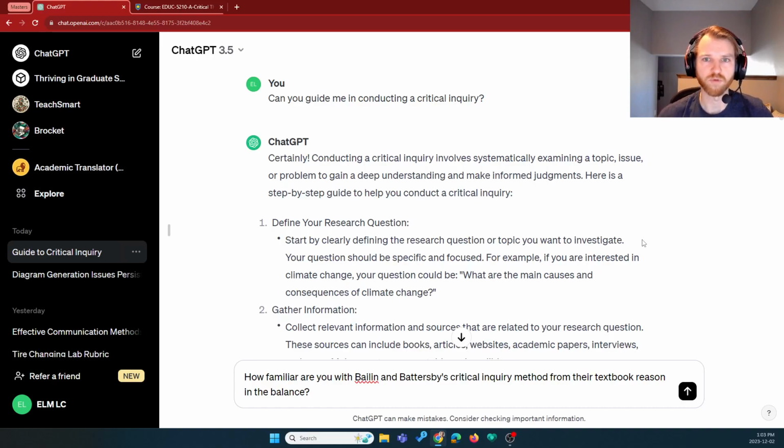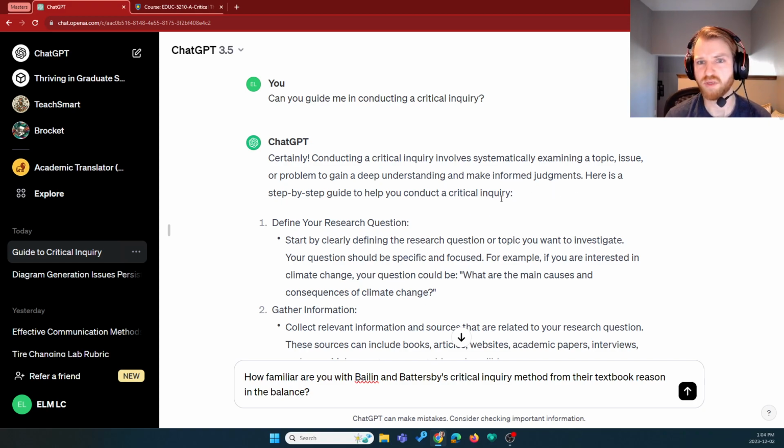So for this project, I'm going to be trying to use AI to assist in and see how well it does at conducting its own critical inquiry into a question. Right now I'm using ChatGPT 3.5, but I'll probably switch to 4 at some point, or maybe go back and forth and just compare at different points. I just asked it to start off if it could guide me in conducting a critical inquiry, just to see where its baseline was if I didn't give it any context.